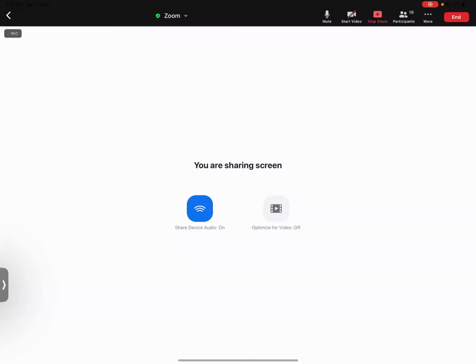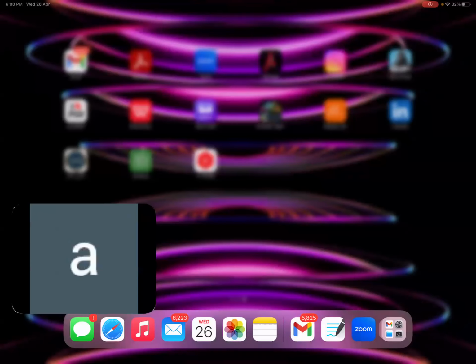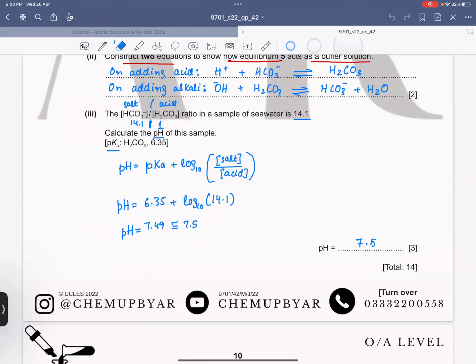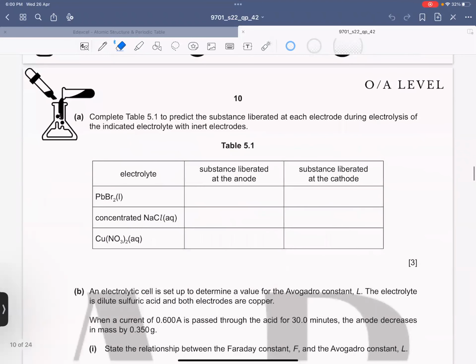So in the previous class, we completed question number 4 of May-June 2022, paper 4-2. Now we are going to start with question number 5. What are they saying? Complete table 5.1 to predict the substance liberated at each electrode during the electrolysis of the indicated electrolyte with inert electrodes.